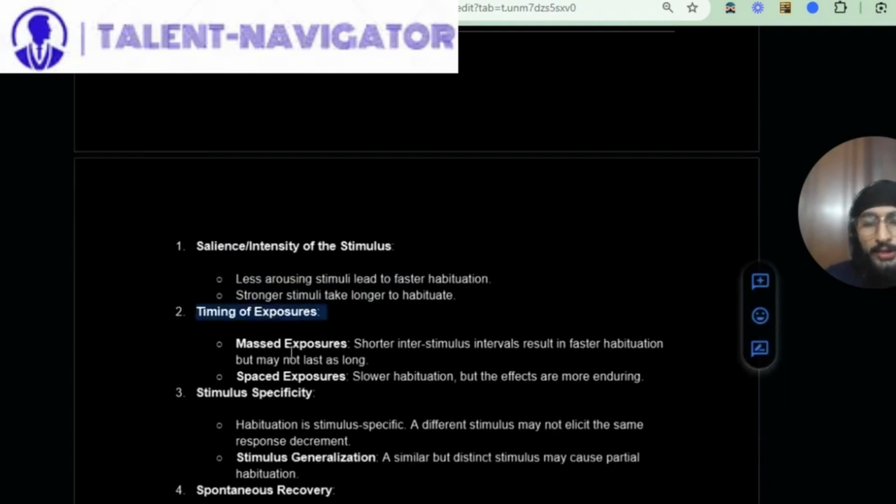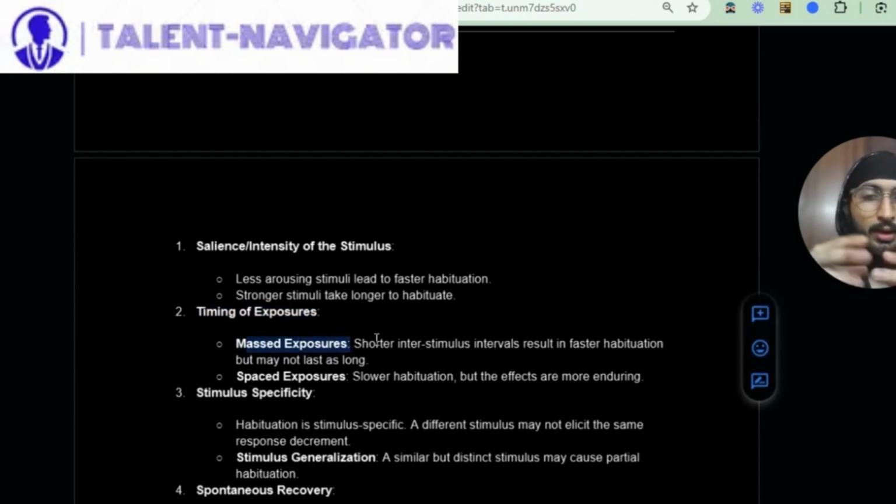Second, we have timing of exposures, massed and spaced. Massed exposures are basically shorter interstimulus intervals, placed close together in time. Shorter interstimulus intervals result in faster habituation, but it may not last as long. While spaced exposures are spaced out in time, they produce slower habituation, but the effects are more enduring because they last longer, since they have been placed at different times.